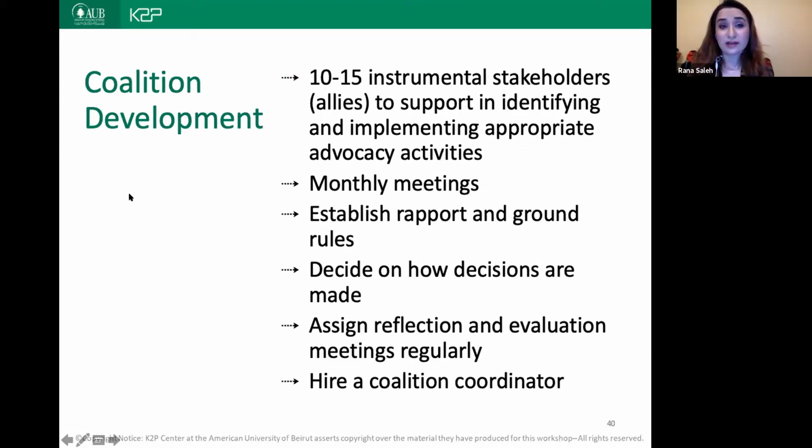With the allies, ideally you would form a coalition. Aim not to have it as a big coalition because it will not be manageable, and aim for monthly meetings in order to establish rapport and ground rules, and also decide on your next steps and strategies altogether.